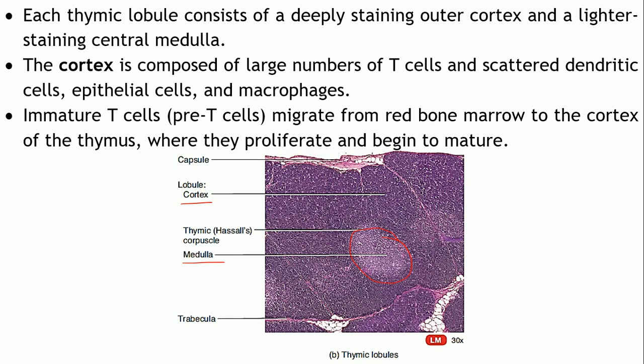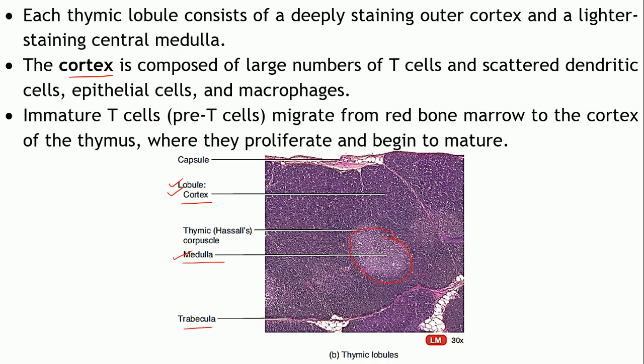Similarly, each lobule within the thymus has these regions. It is not the entire thymus which is divided into cortex and medulla. The entire gland is divided into small lobules by the trabeculae, and within each lobule, the outer deeply stained region is the cortex, and the middle region is the medulla. Let us see what the cortex is composed of. The outer region, the cortex, comprises mainly four types of cells.